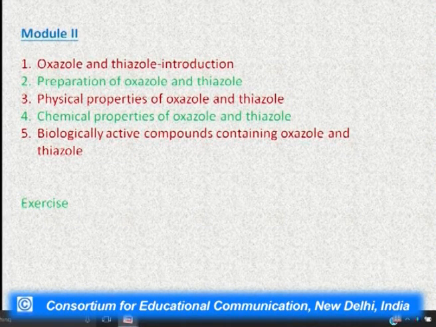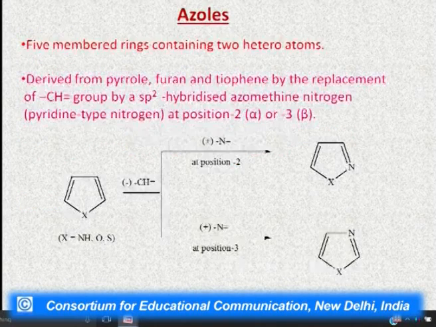Then we will study the next member which contains the oxygen heteroatom and which is called oxazole. We will study its preparation and properties. Then the third member which is called thiazole, and we will study biologically active compounds containing these oxazole and thiazole in the second module. So these azoles are 5-membered rings containing 2 heteroatoms.